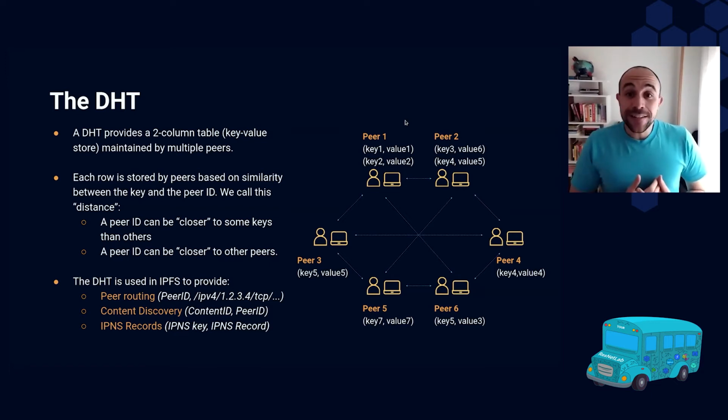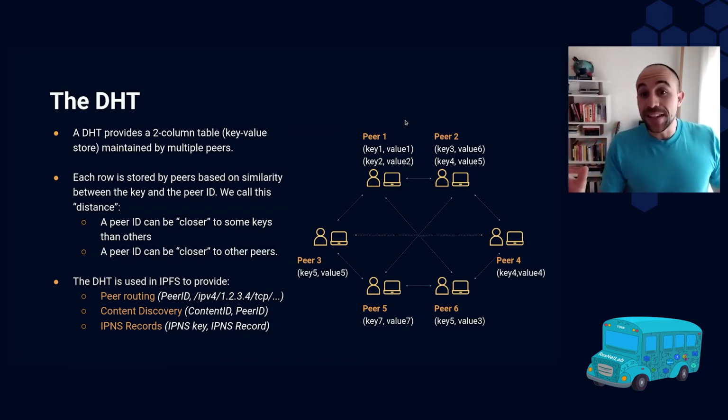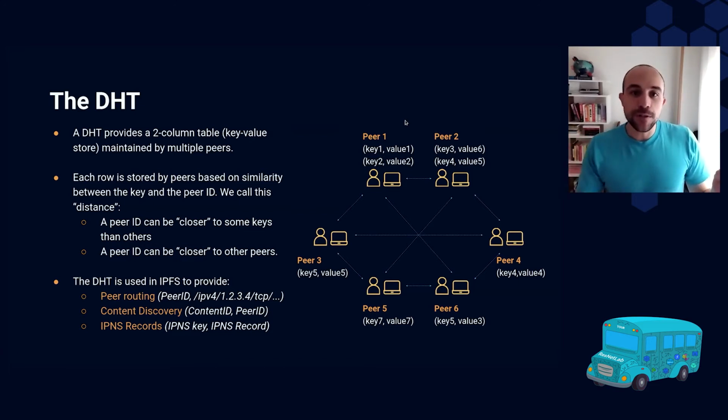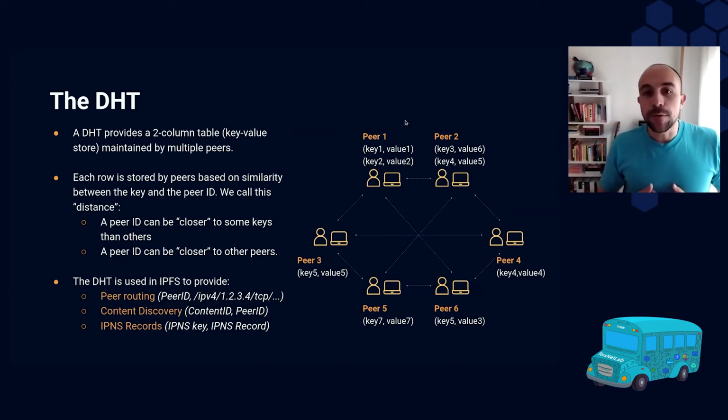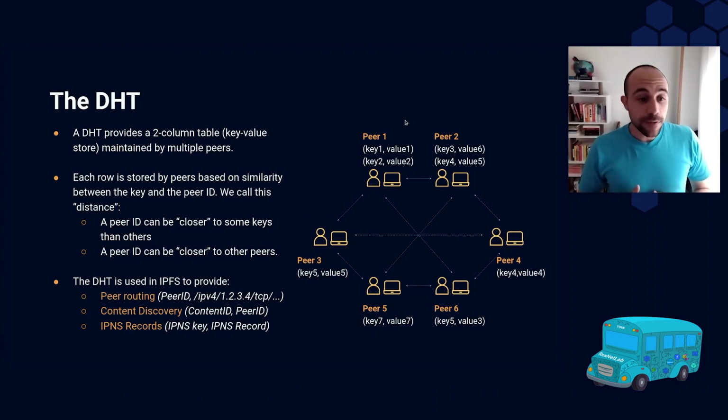And in a DHT, we can store any kind of information. In IPFS, the information that we store in the DHT is the following. We store peer routing information. So for the key we will use the peer ID, and in the value, we will store this multi-address, so this list of addresses that we can use to contact other peers. This is an example of one type of information that we store in the DHT in IPFS: peer routing information, how to contact peers.